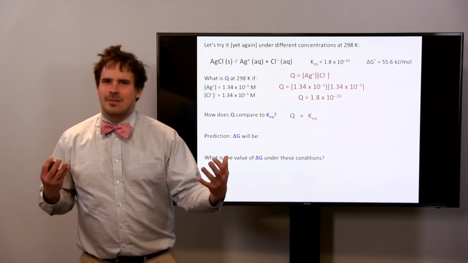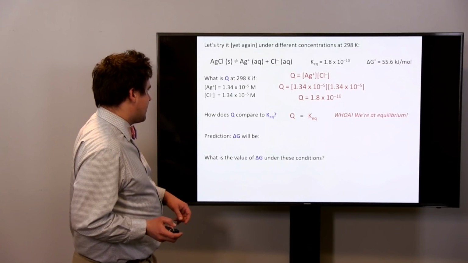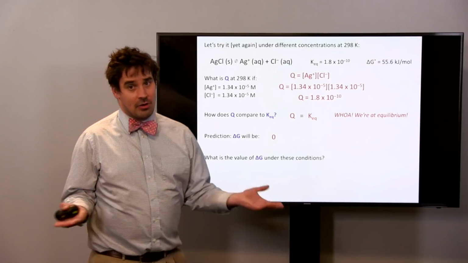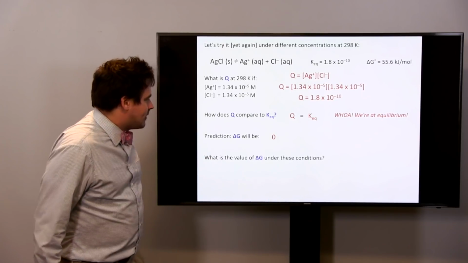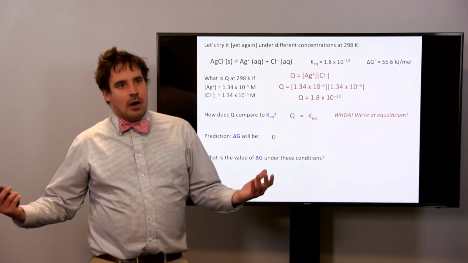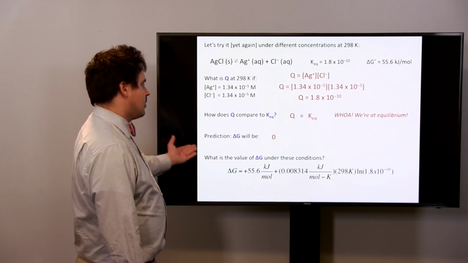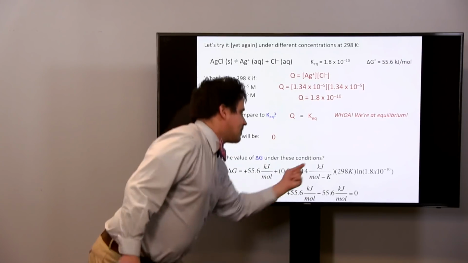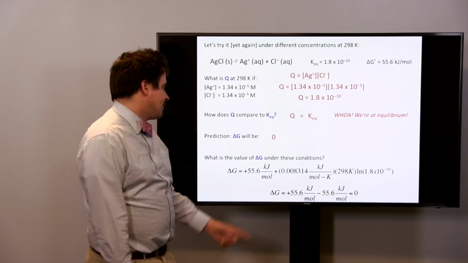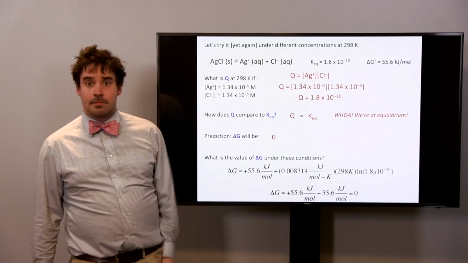So what does that mean? It means we're at equilibrium. So delta G then must be 0. Okay? Classic equilibrium. What's the value of delta G under these conditions? Well, if we don't believe that, we can always try plugging in numbers. And if we do, we'll see that indeed delta G, this whole thing ends up being 55.6 kilojoules per mole. So 55.6 minus 55.6 equals 0.